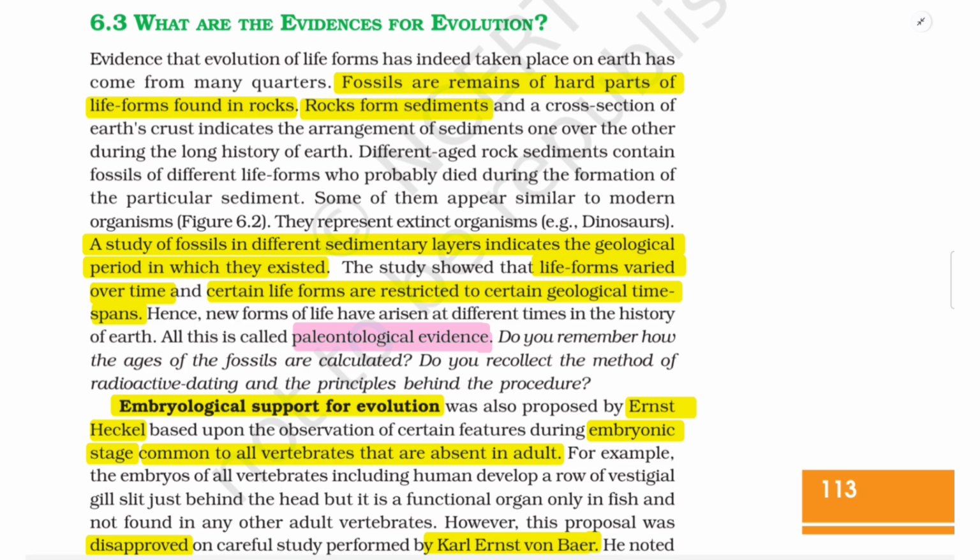They represent extinct organisms, for example dinosaurs. A study of fossils and different sedimentary layers indicates the geological period in which they existed. The study showed that life forms varied over time and certain life forms are restricted to certain geological time spans. Hence, new forms of life have arisen at different times in the history of Earth. All this is called paleontological evidence. Do you remember how the ages of the fossils are calculated? Do you recollect the method of radioactive dating and the principles behind the procedure?